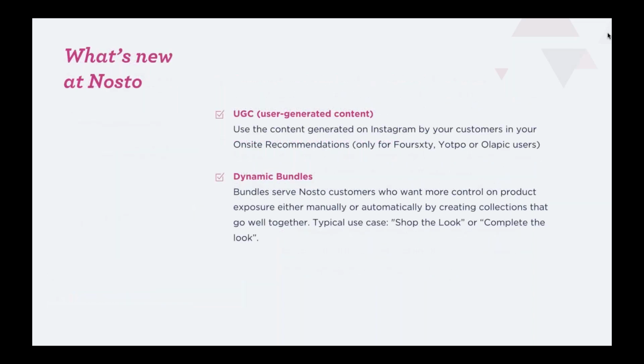So what's new? First of all, user-generated content. I chose this because it's very strongly related to on-site recommendations, our main topic for today. It's exclusive to one of the user-generated content providers like 460, Yotpo, or Olapic. What it does is use an alternative image instead of the main product image URL.